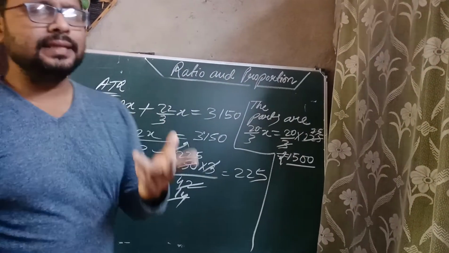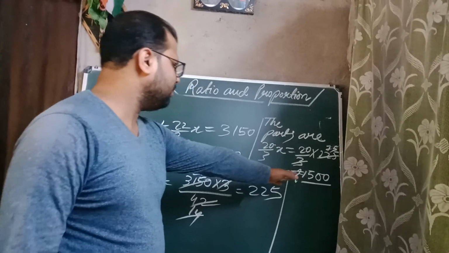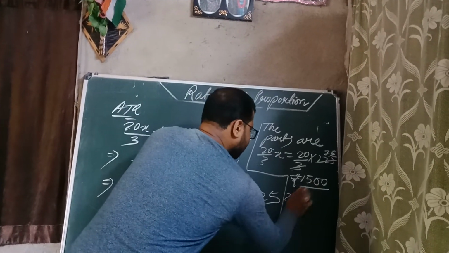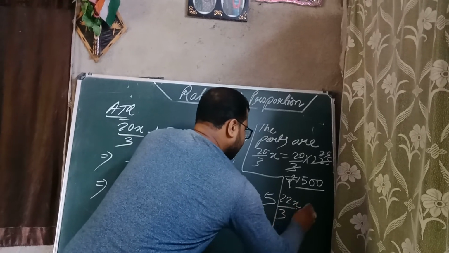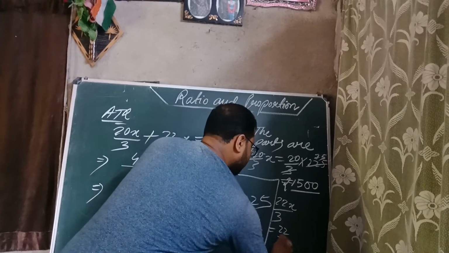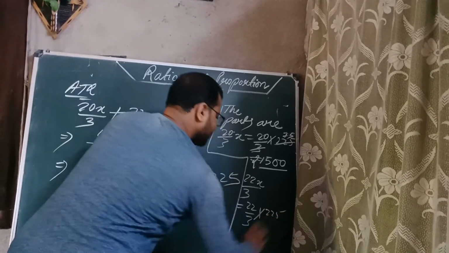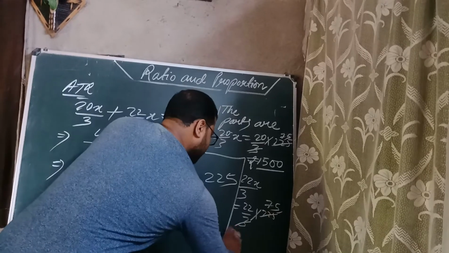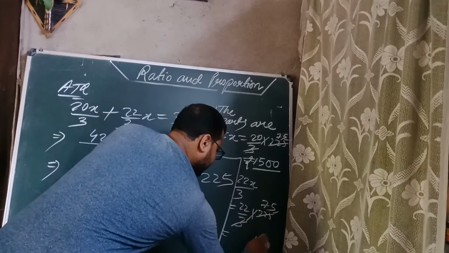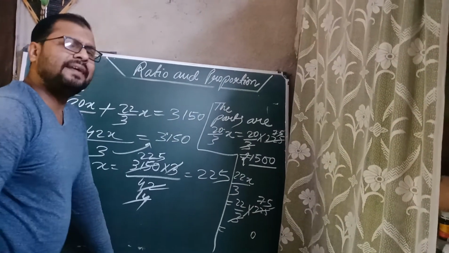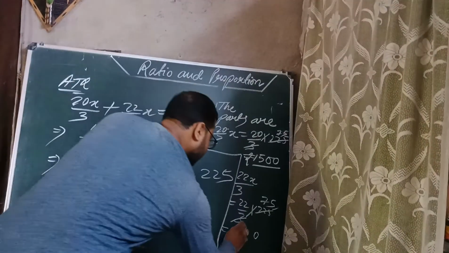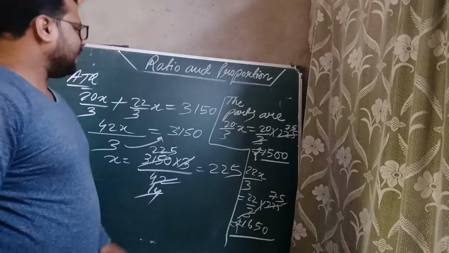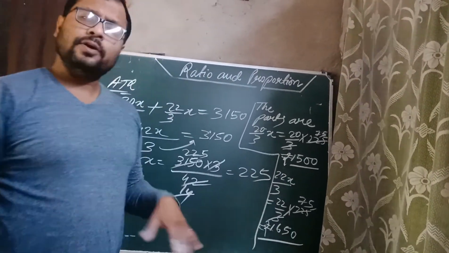And only two persons are there. So obviously if one is 1500, second will be minus than that. So second one is 22 by 3x is equals to 22 by 3 into 225. Right, students? Again the same cancellation will be there. 75 2s are 150 in hand 15. 75 2s are 150 again and 15. So 1650 rupees.